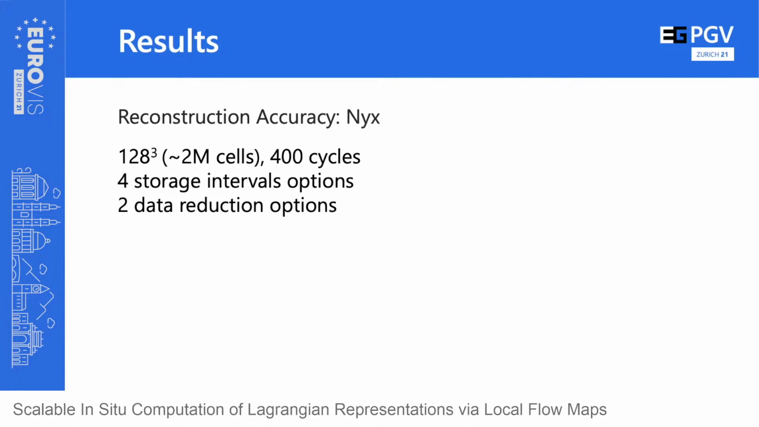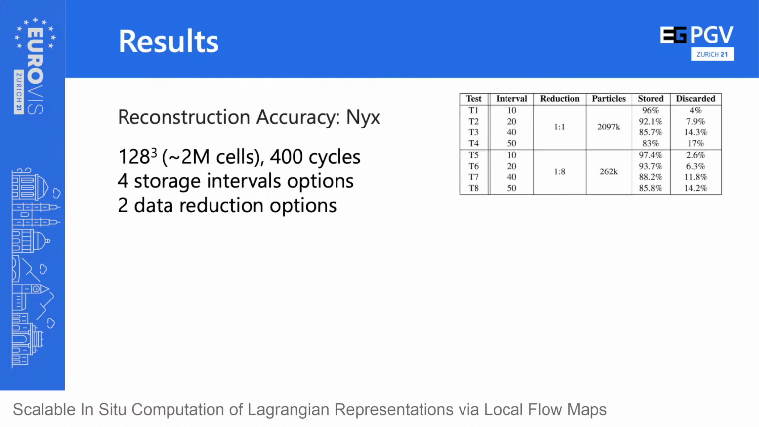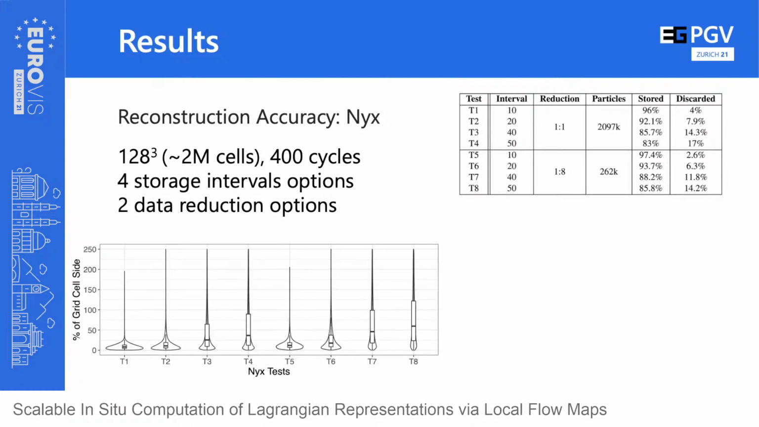For the next dataset, we used a 128 cube grid over 400 cycles and considered 4 options for storage interval and 2 data reduction options. The details of these tests are available in the table. This dataset had the largest number of particles discarded among all our experiments. The violin plot for reconstruction error for these tests showed the increase in error as the number of particles used to sample the domain decreases, and the storage interval increases.